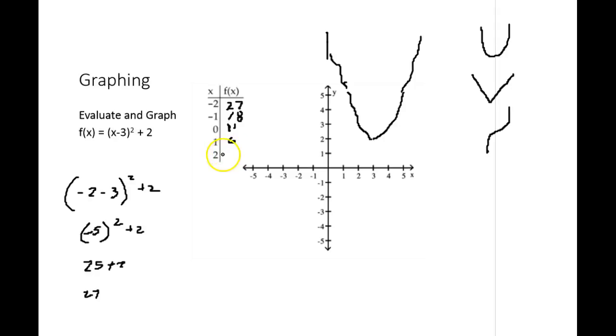And then finally at 2, 2 minus 3 is negative 1. Negative 1 squared is 1. 1 plus 2 is 3. So at 2, you'll be hitting at 3. That's a pretty good guess I made. I don't ask for it, but look at what happens at a positive 3. If I plug in 3, 3 minus 3 is 0. 0 plus 2 gives me right there the bottom point, doesn't it?